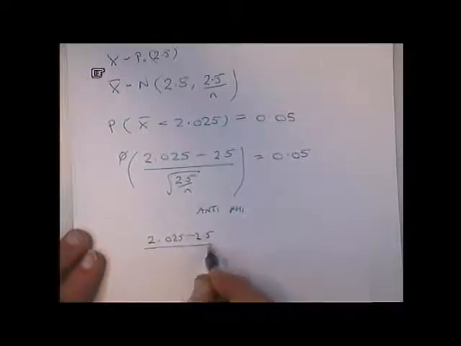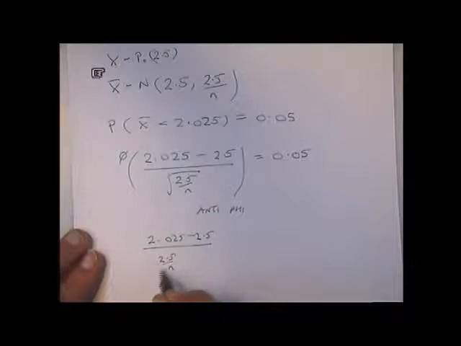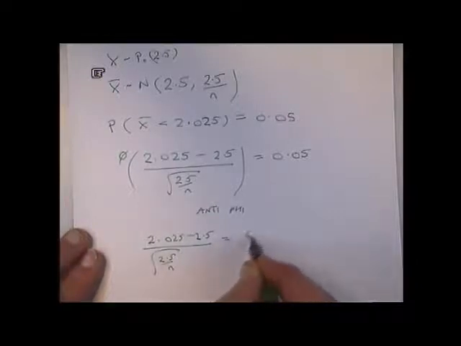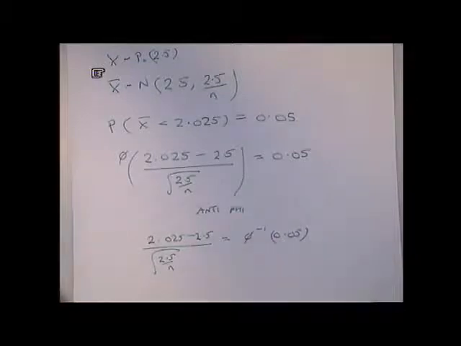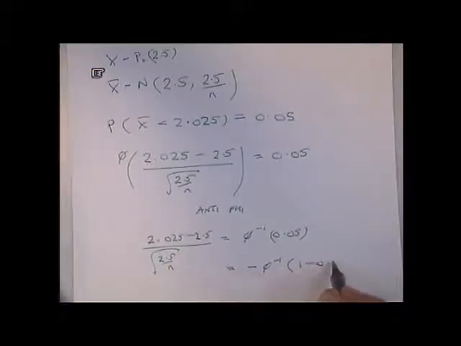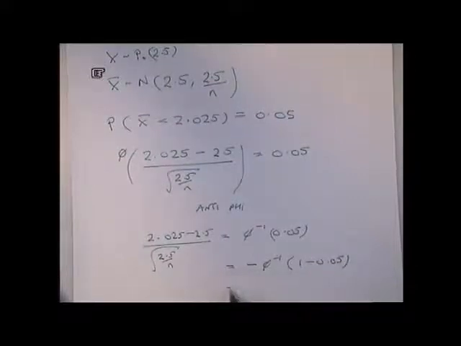1 minus the 5. No, it's minus 5. Minus 5. And then over here I need to anti-phi 0.05. I never can remember if you put the minus in front. Right, yeah, that's something small. If we're anti-phying something small, we said we minus anti-phi something big. So we put a minus here and a 1 minus over there.